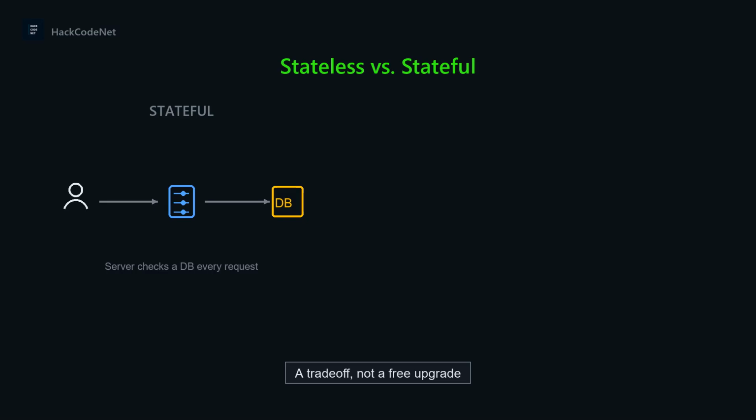JWT auth flips that. The server signs a token and then forgets about it, trusting the signature on every future request instead. Great for scaling across many servers with no shared session store. The catch is there's usually no built-in way to revoke a token early. If it's signed and unexpired, it gets in, full stop.